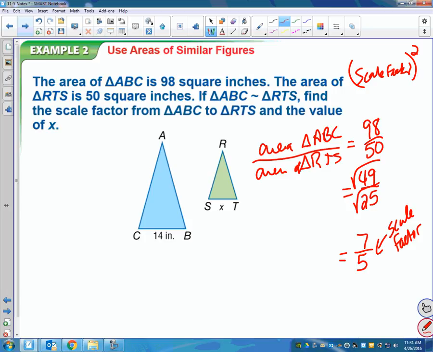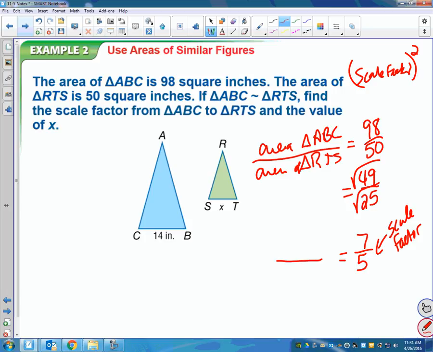So we've kind of approached this problem both ways. On the last one, we could find the scale factor and then square it to find the areas. If we're finding a side, we need the original scale factor, not squared. So we have to square root it. And now we can set up our proportion.